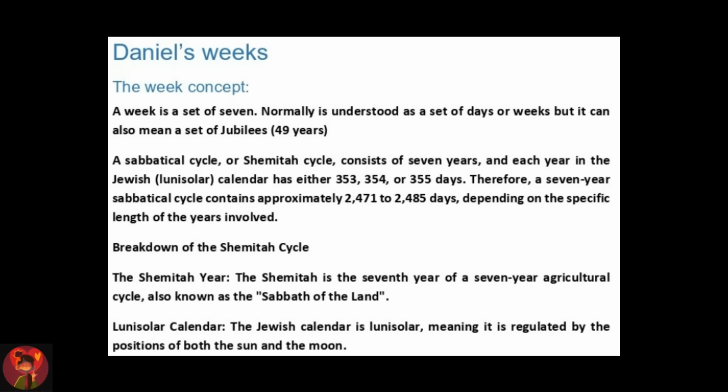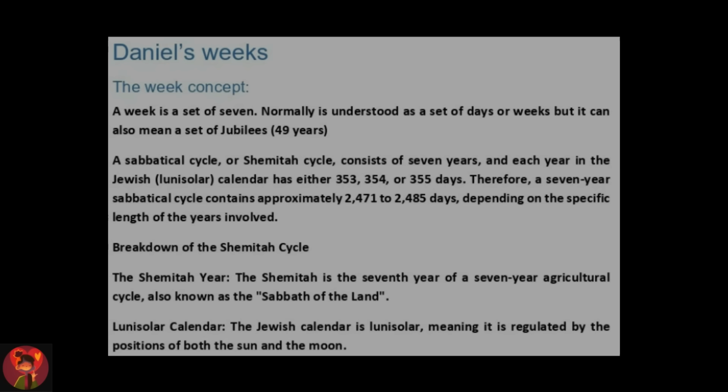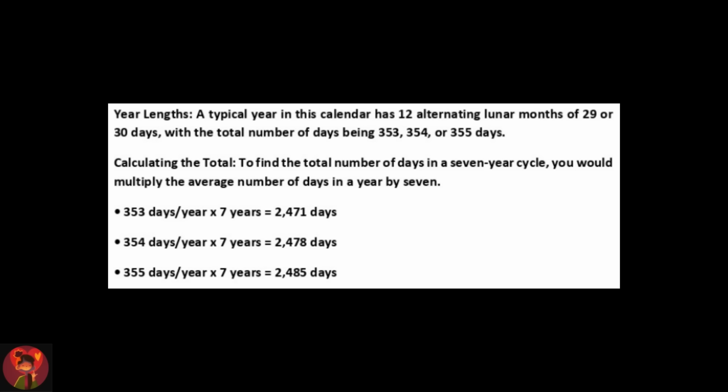the land. Lunisolar calendar. The Jewish calendar is lunisolar, meaning it is regulated by the positions of both the sun and the moon. Year lengths. A typical year in this calendar has 12 alternating lunar months of 29 or 30 days, with the total number of days being 353, 354, or 355 days. Calculating the total. To find the total number of days in a 7-year cycle, you would multiply the average number of days in a year by 7.